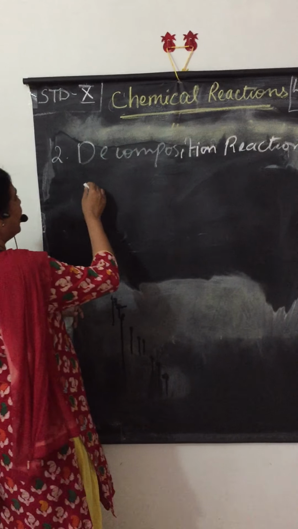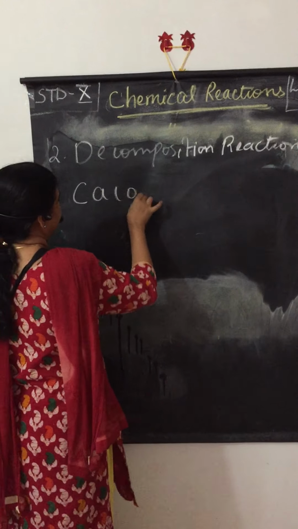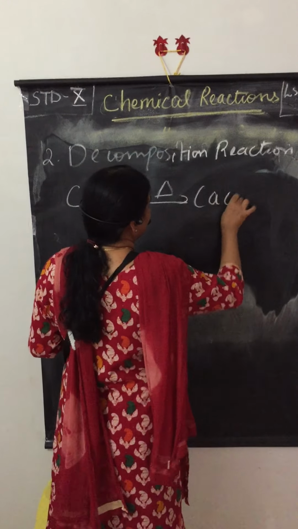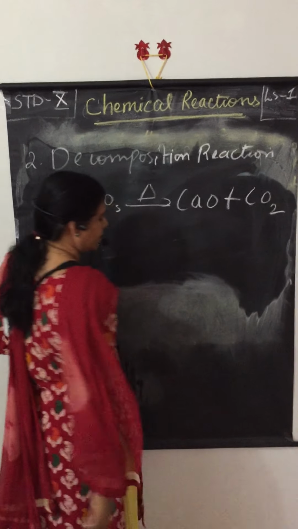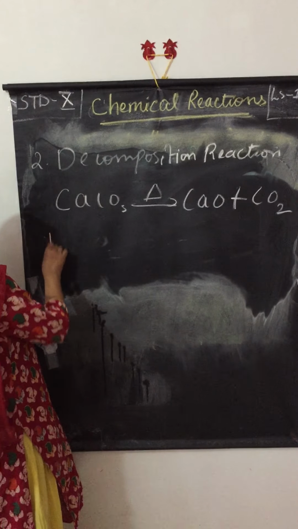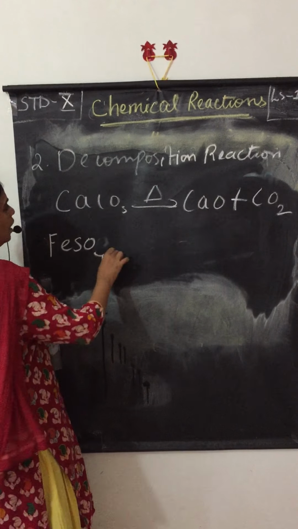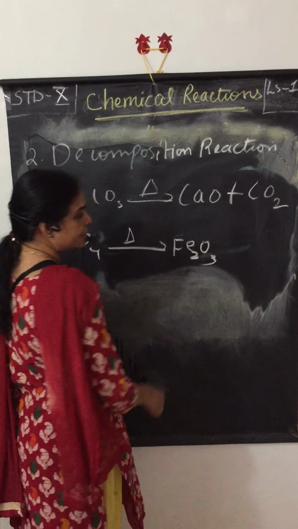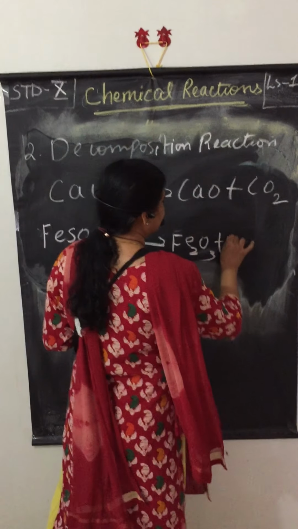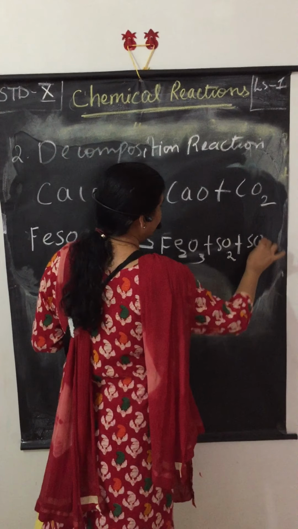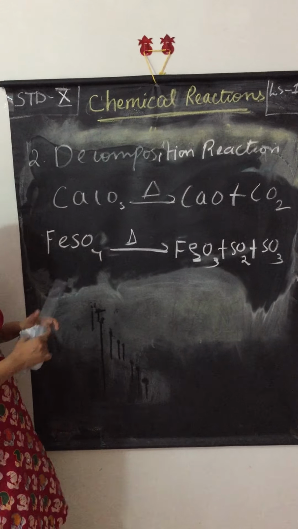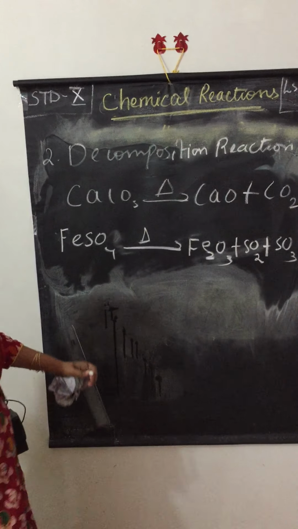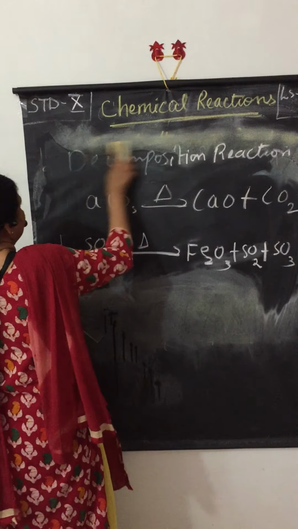For example, calcium carbonate, CaCO3, on heating gives calcium oxide and carbon dioxide. In a similar manner, ferrous sulfate, FeSO4, on heating gives ferric oxide, Fe2O3, where the valency of ferric is 3 plus, sulfur dioxide and sulfur trioxide. So this is an example for decomposition reaction. Now let us discuss the third reaction, that is displacement reaction.